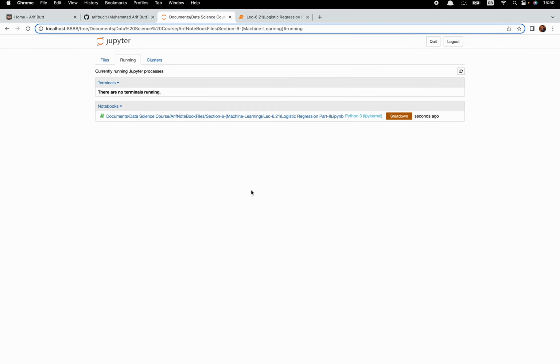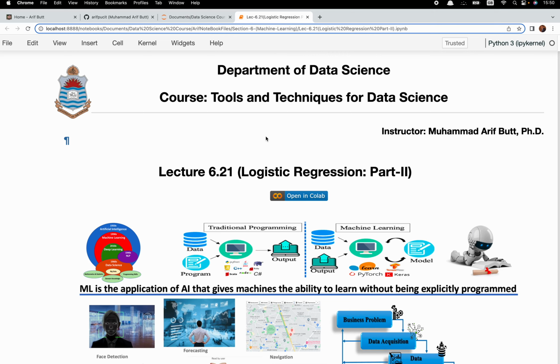Well, this is the Jupyter Notebook dashboard running locally on my machine at port 8888. And here is the notebook for lecture number 6.21 of the 6th module, Machine Learning, for the course titled Tools and Techniques for Data Science.